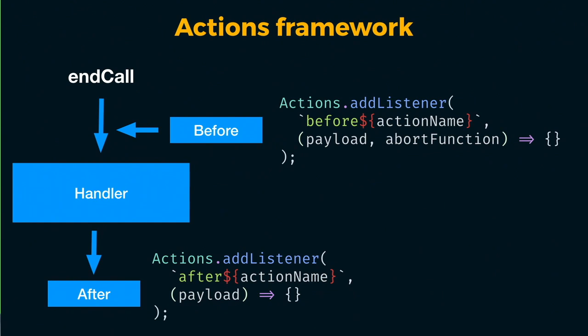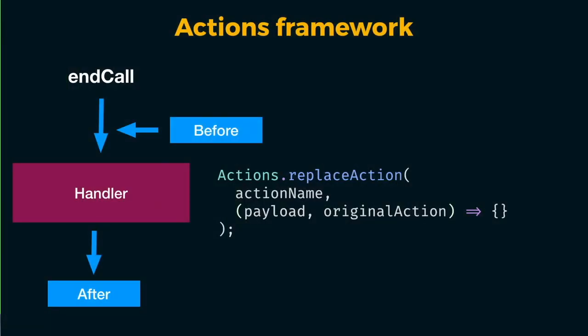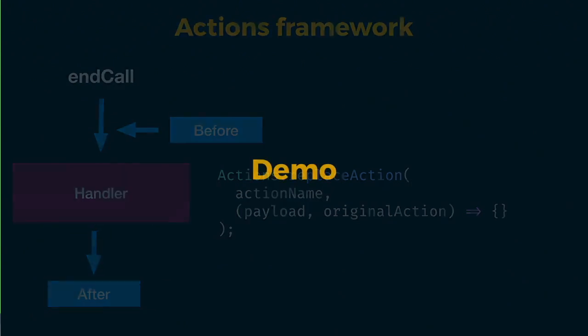Same thing after the particular handler has been executed: you want a hook where you can execute specific code after an end call has been done. It gets the payload the handler received, and then you can execute whatever you want. They also wanted to replace the entire action with their own custom thing, so we provided another API, action.replace action. You pass the name you want to replace, and it gets the payload and also the original handler. So if they want to execute the original, they can, and otherwise they can do what they want. Demo.